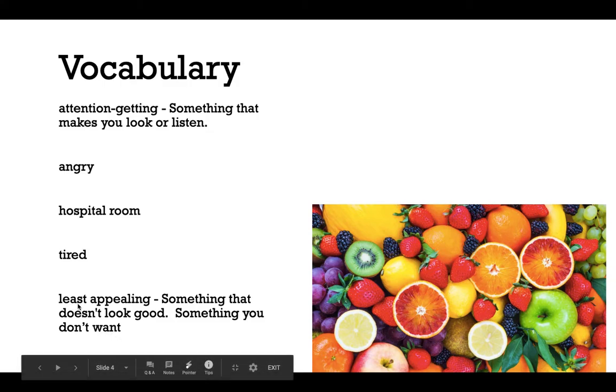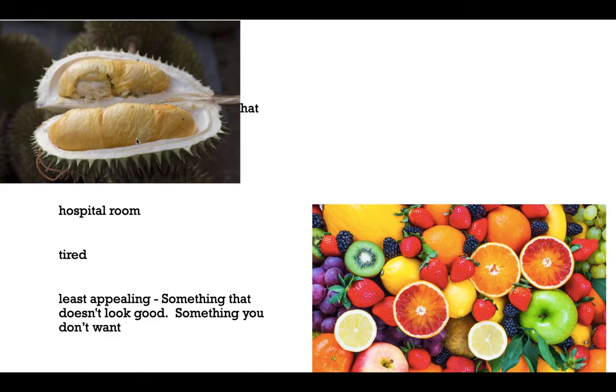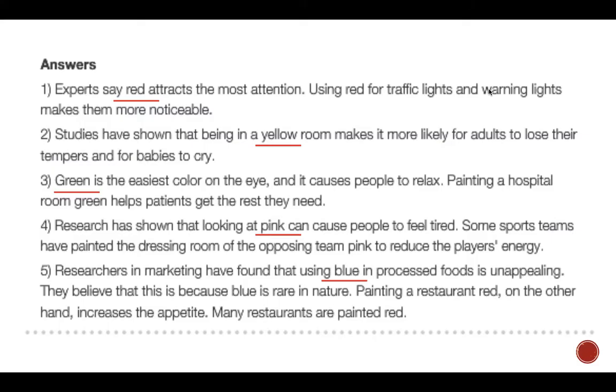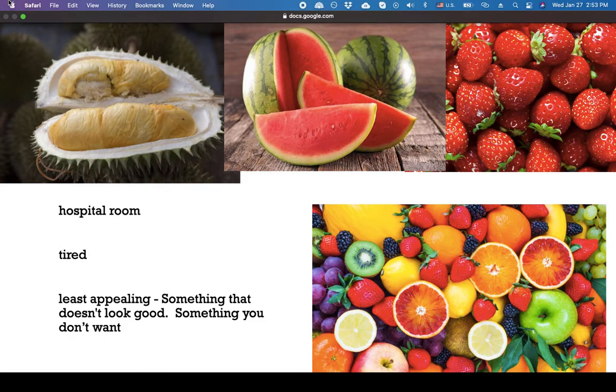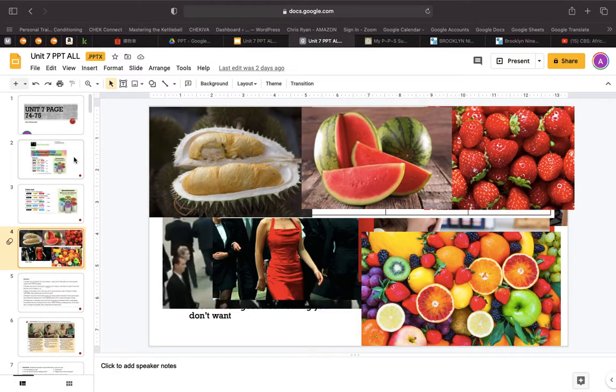This would be the lowest. So if we talk about fruit, if we have this durian here, we have a watermelon here, we have strawberries here, which one would be the least appealing? Okay, I think most people would say durian. Okay, so this is the least appealing of these three fruits up here. Okay, so that is the end of the vocabulary section.